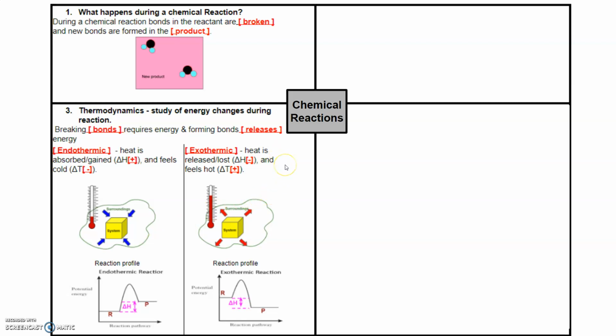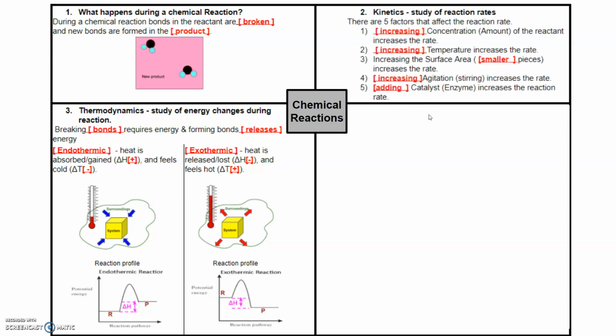For an exothermic reaction, the opposite is true. In an exothermic reaction, more heat is released in forming bonds than is absorbed to break the bonds. And so in this case, the change in heat energy, delta H, since you're losing, will be negative. So that delta H will be negative, and those reactions will feel hot, right? Also, we looked at its reaction profile. Since you're losing energy, the product will be lower in energy than the reactants.